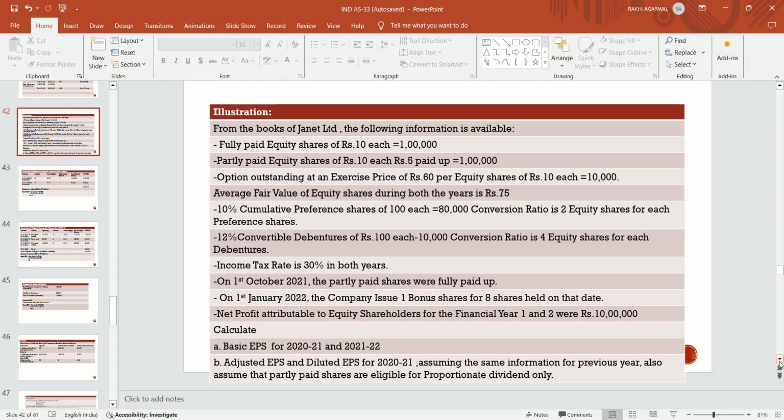Now in this illustration everything is given. The bonus component, the partly paid equity shares component, the option, the preference share conversion ratio, the debenture, and the income tax rate are all given in this question. So firstly we will calculate the basic EPS for 2021.